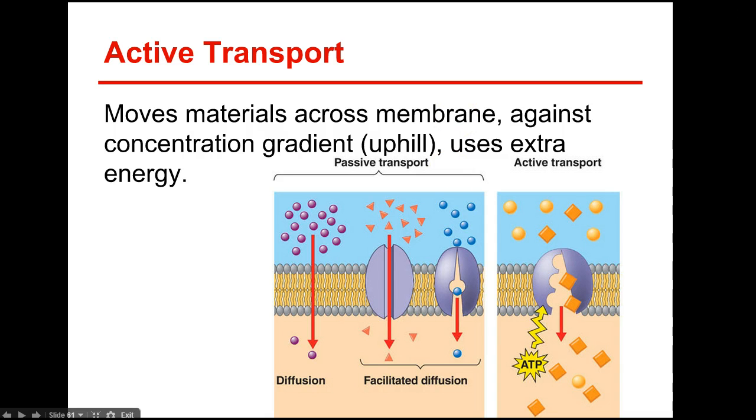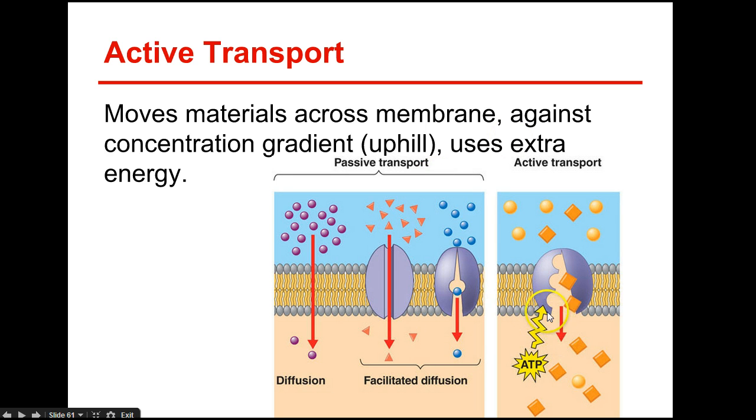So now we're going to talk about moving things back and forth across a cell where we're actually using extra energy. We're going to go uphill now instead of downhill. You can see this picture is a great comparison. Passive transport, always going high to low, high to low, high to low.